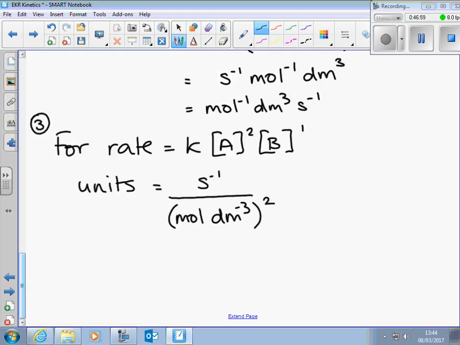Right, let's rearrange that then. See if you can do it without the intermediate stages. Moles to the, yes, so moles to the power of minus 2. What about the decimeter cubed? To the 6.